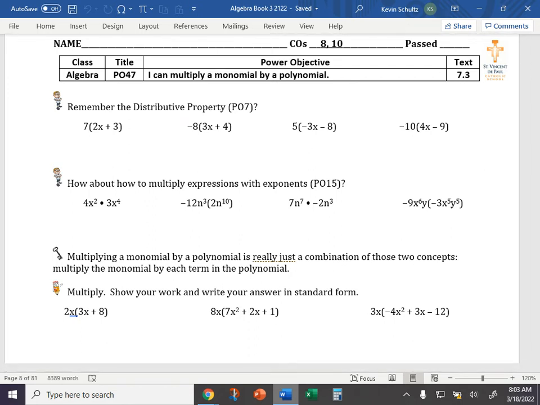We're covering PO47 today, which I promised would be fun, and I fully intend to cash in on that promise. But we're going to be multiplying monomials by polynomials.